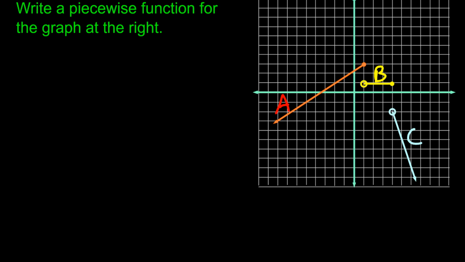Okay, so what we're going to do is for graph A, we're going to take a couple points. We've got this point over here, 1, 3. And let's find another one. How about this one? -2, 1. We've got 2 points on the line: 1, 3, and -2, 1. So if I'm given 2 points, I can find an equation using those 2 points.